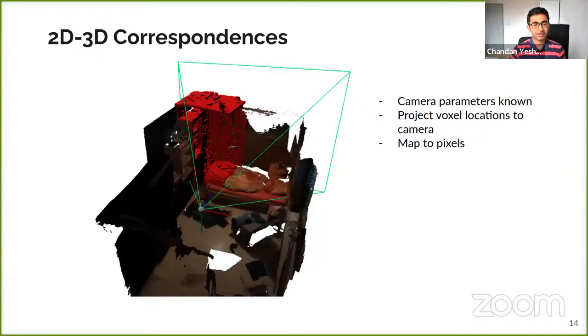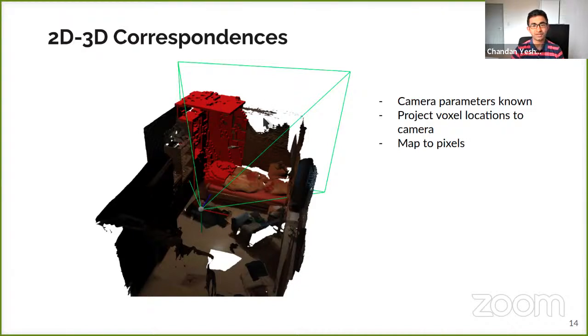Given this kind of subvolume, now we want to consider the 2D data, the camera trajectories that we had. In ScanNet, the camera parameters are known. The extrinsics, which are the locations of the cameras within the scene, have been estimated, and the camera intrinsics, things like the focal length of the camera, are also known, which means we have the relation between the 3D space and the camera's 2D space.